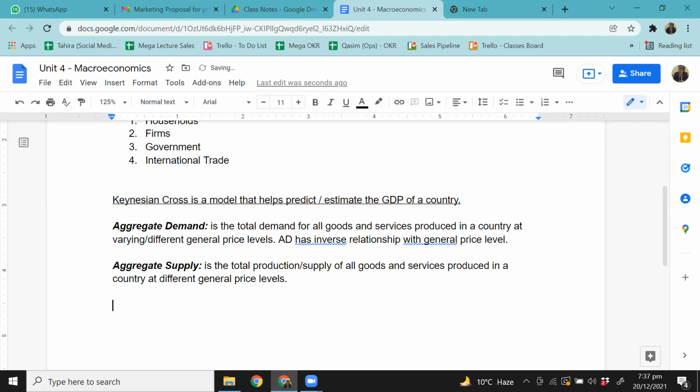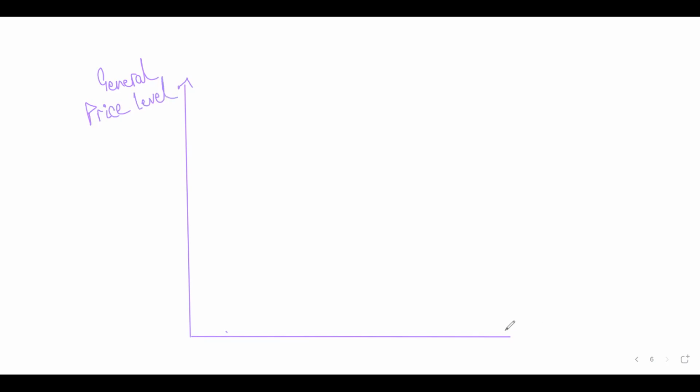So it will show that at different price levels, how much will be the total production in an economy. And we do know that supply and price have a direct relationship. Why? Think about this. If something is becoming more expensive, then it means that it is becoming more profitable to produce that thing. If some product's price is increasing, that means it's now becoming more profitable to produce that good. Therefore, there will be more production.